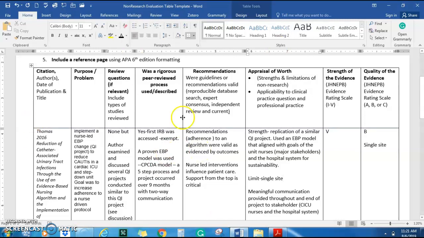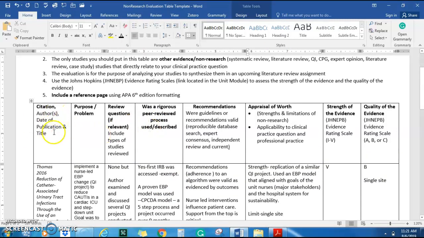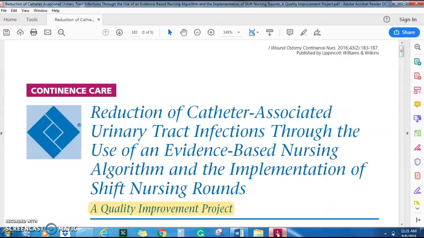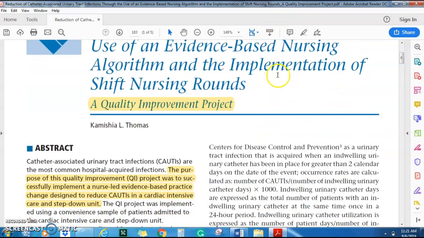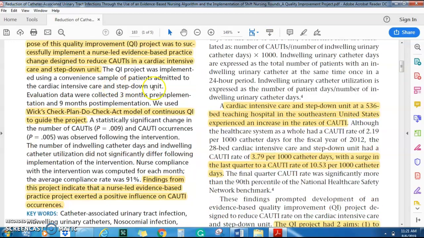Okay, so let's look at the table very quickly. Citation is the same way. It lists your authors, your date of publication, and your title. So back to the question of QI versus research, you need to really look at the information you are provided in Canvas, such as the CHOP link. But this article is nice because it says it's a QI project, and it goes through the abstract.